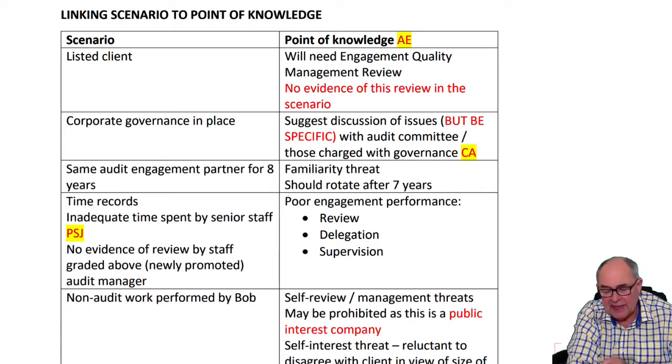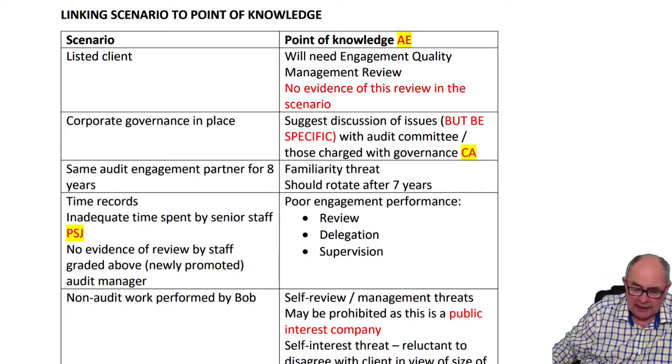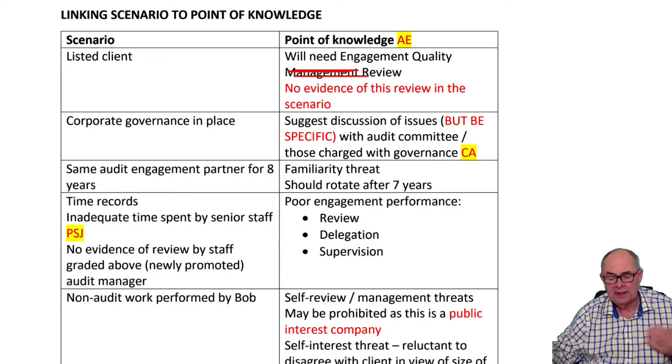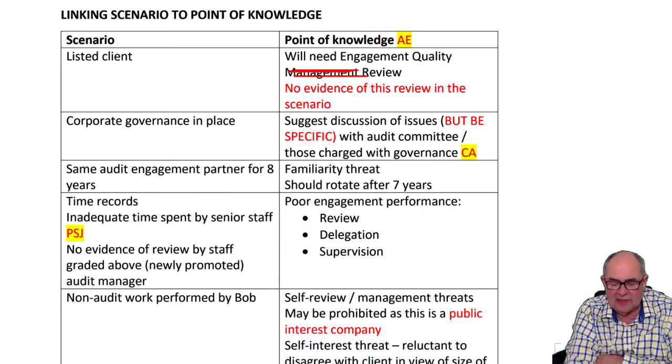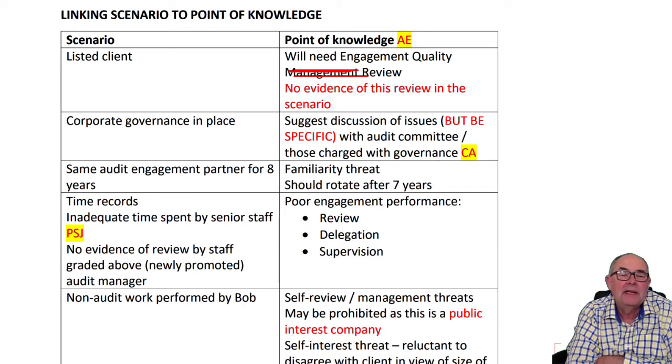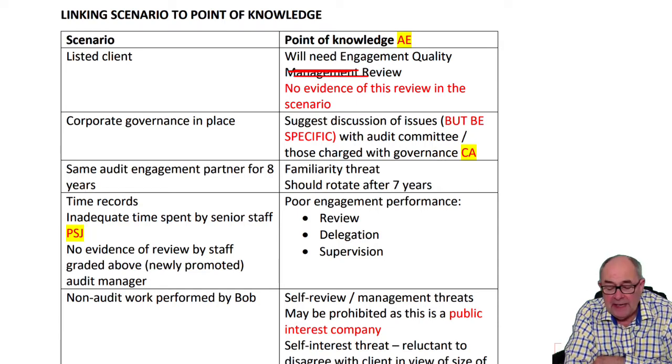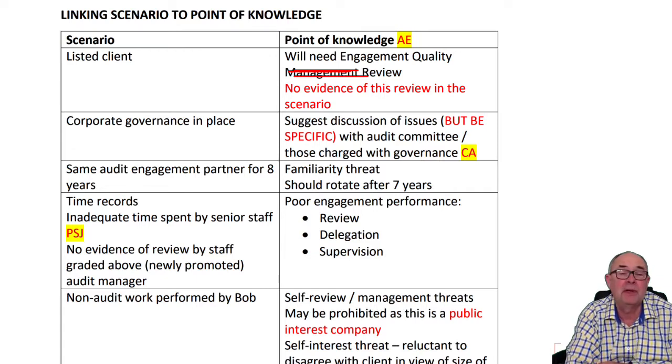The client is listed, so initially that therefore means they need an engagement quality review. There's no evidence of that in the scenario, and you're given the little analysis of time. So if there'd been an engagement quality review, presumably that would have had 10 hours or 12 hours of a partner's time. I don't know the exact number, but we're just saying it's not on that list of hours.